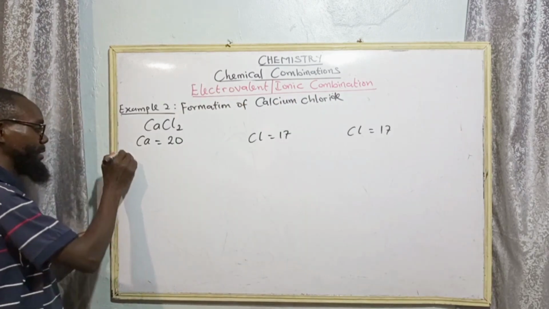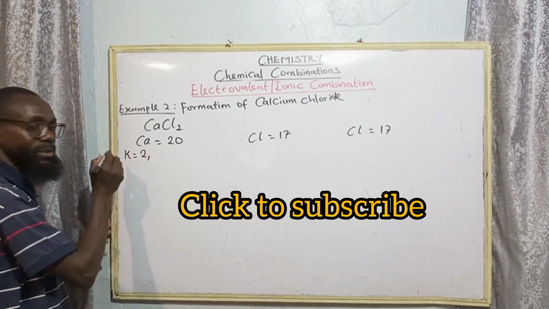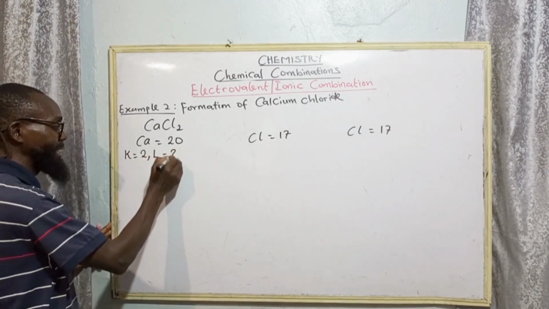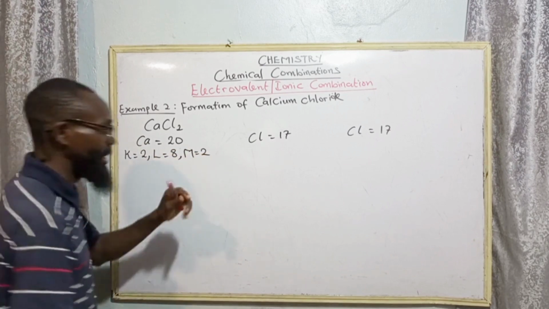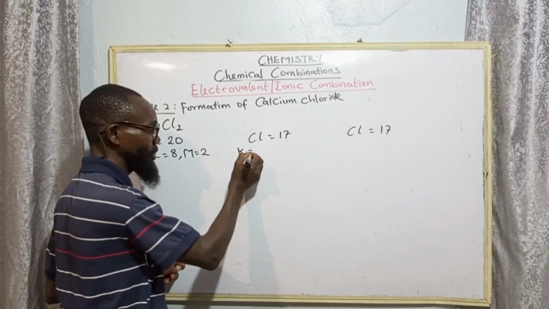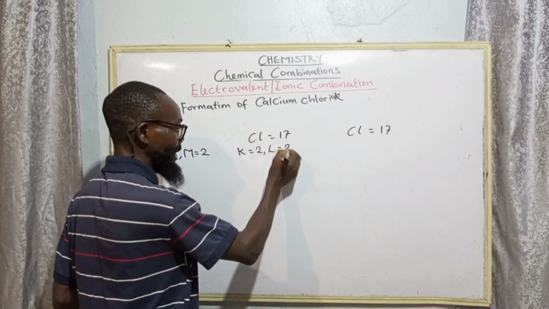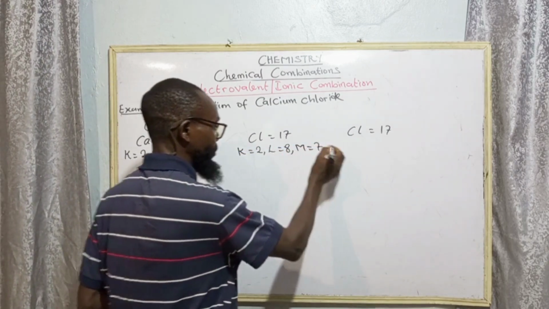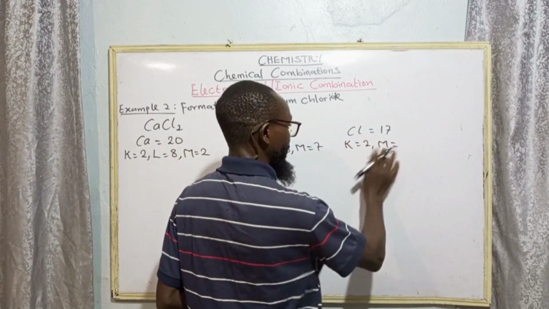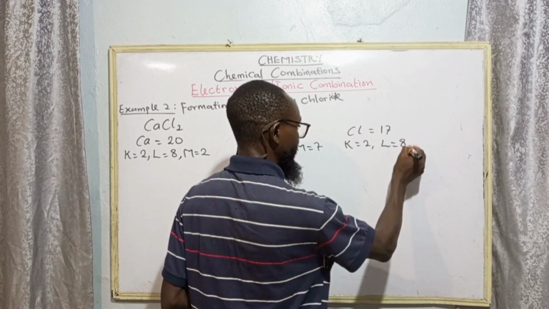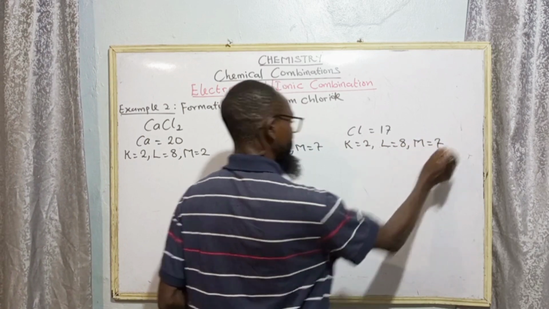Our K shell here has 2 electrons, L shell has 8 electrons, then the remaining M will have 2 electrons. Therefore, chlorine, we've done that before. K shell is 2, L shell is 8, and our M shell is 7.